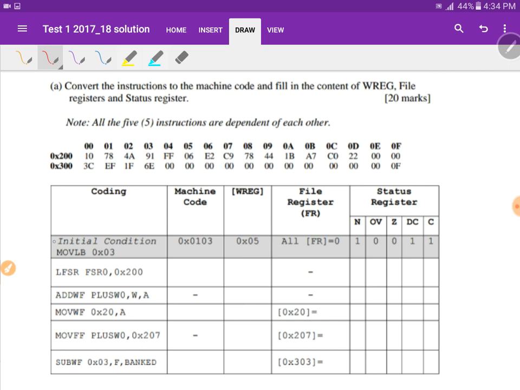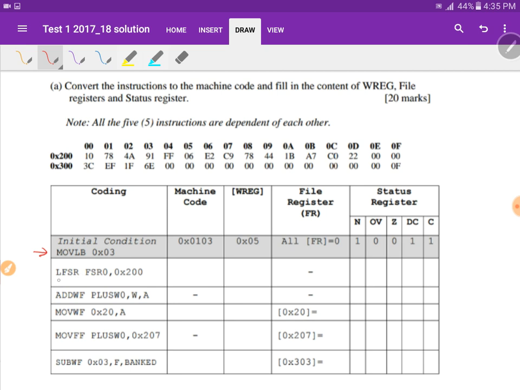Here we can see the initial condition is given: move LB hex 3, which means we are activating bank 3, which is this instruction here. This is activating bank 3, and this is the machine code for that. The initial content of working register is hex 5. All the other content of file registers is assumed to be 0, and the status register has the following initial condition. So let us look at the first instruction.